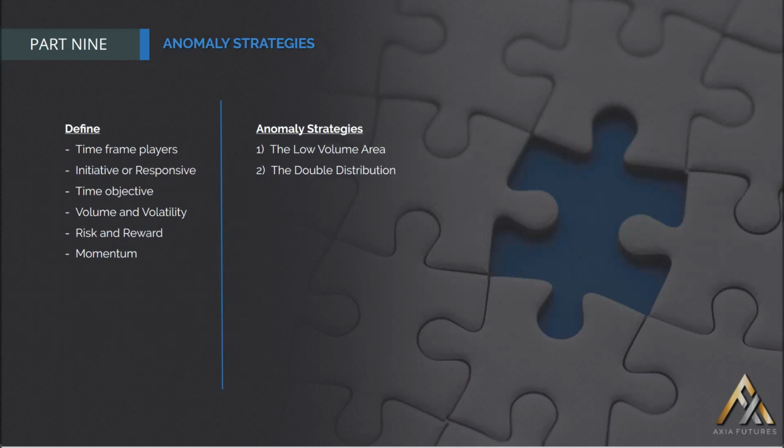In terms of initiative or responsive, ideally, in order to see bad highs and bad lows go, we need to see more responsive type price action. We don't want to see too much initiative being taken. In terms of the time objective, how long do these anomalies take to finish? Well, ideally, we'd prefer it to finish within the day's time frame.